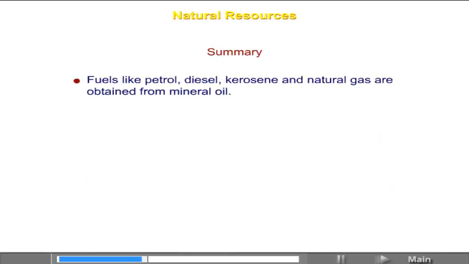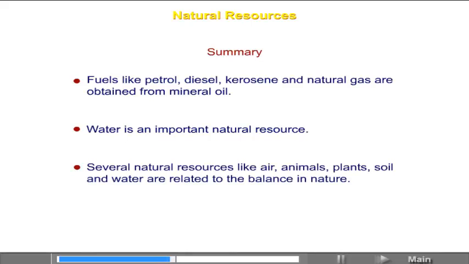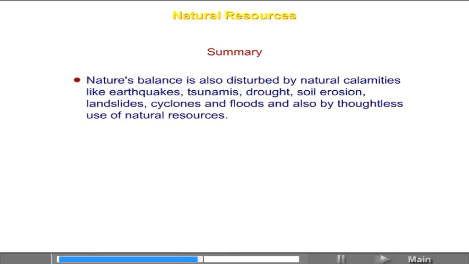Fuels like petrol, diesel, kerosene and natural gas are obtained from mineral oil. Water is an important natural resource. Several natural resources like air, animals, plants, soil and water are related to the balance in nature. Nature's balance is also disturbed by natural calamities like earthquakes, tsunamis, drought, soil erosion, landslides, cyclones and floods, and also by thoughtless use of natural resources.